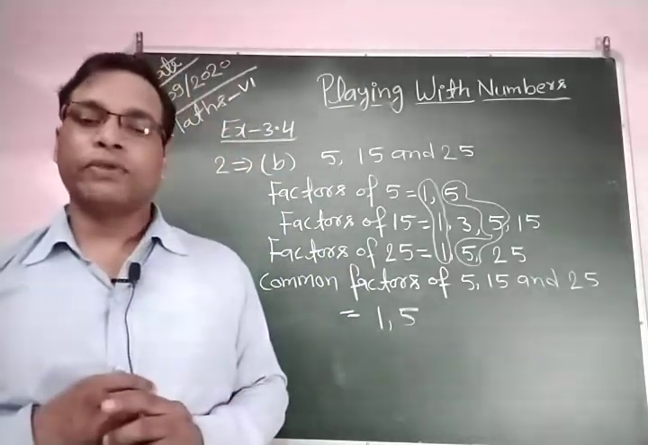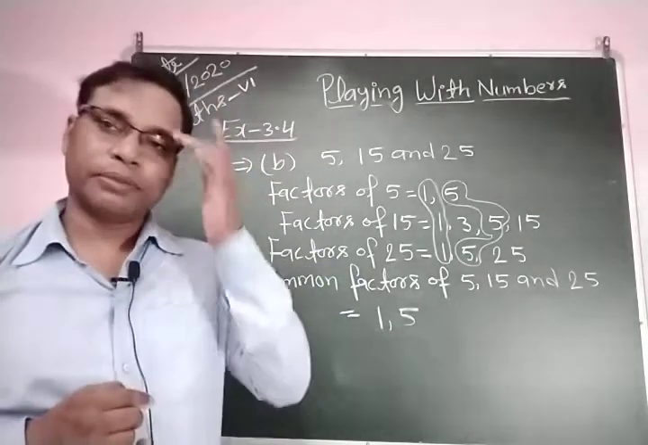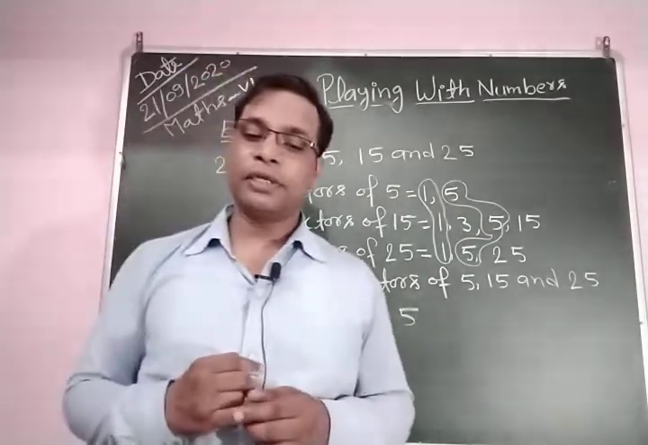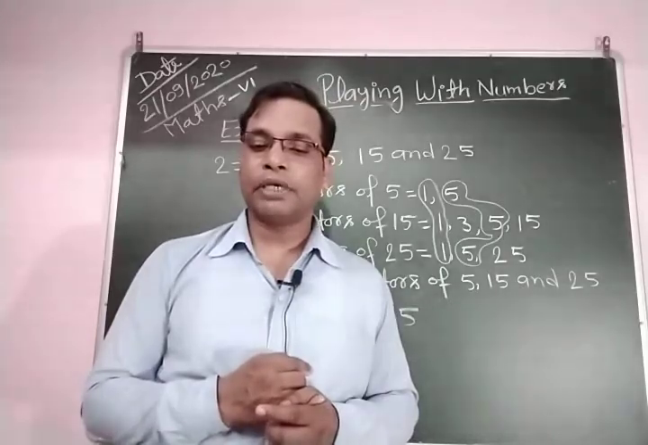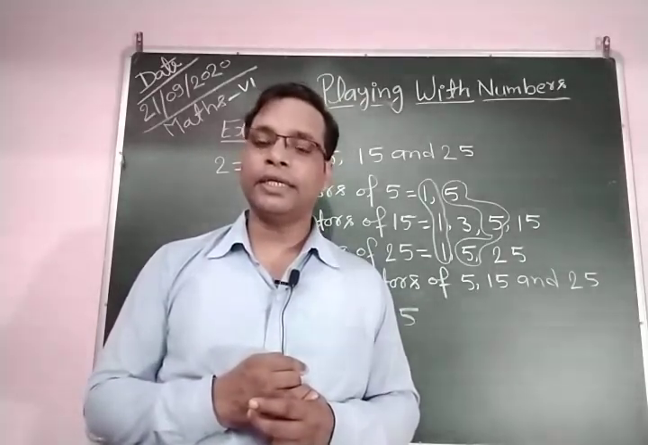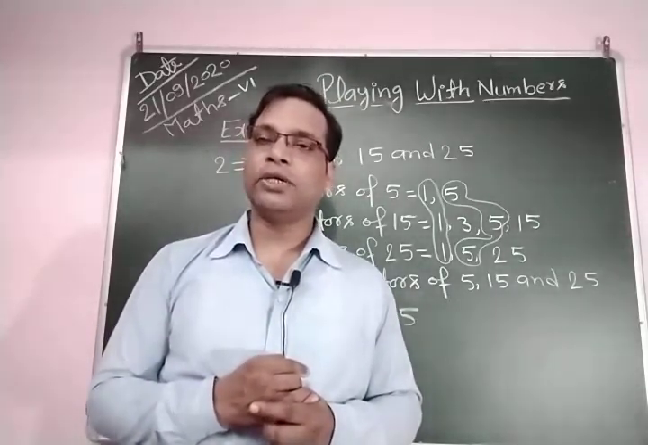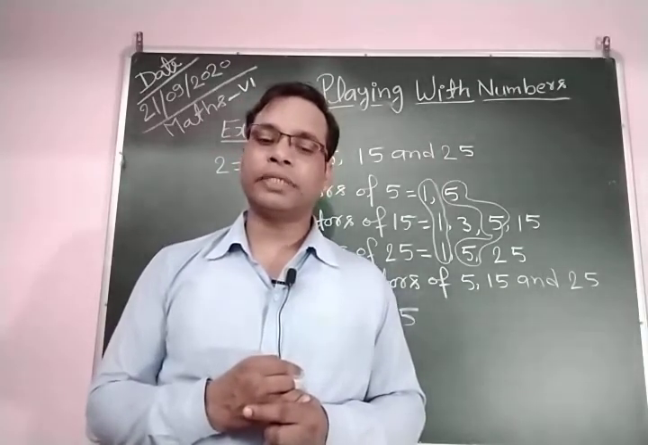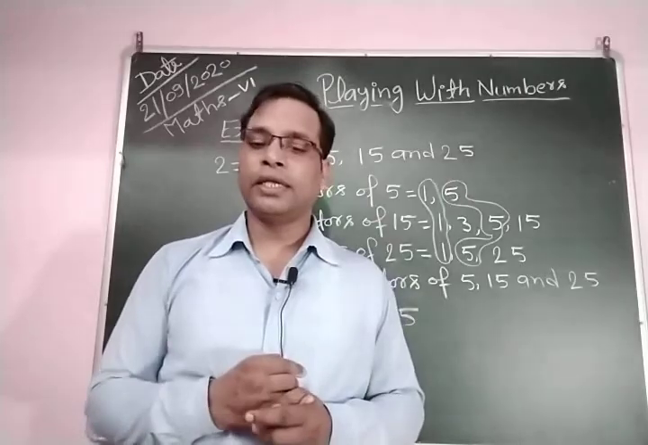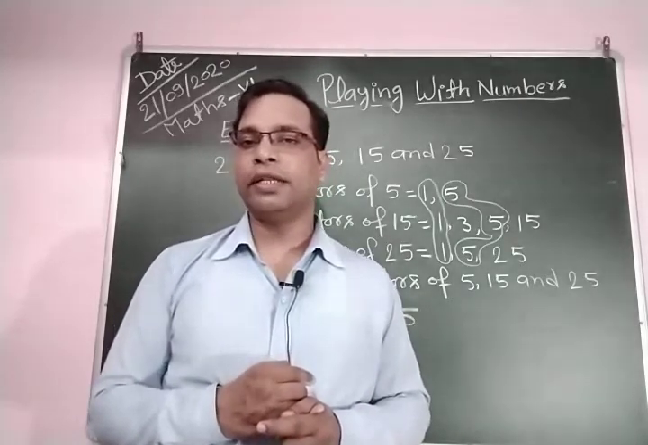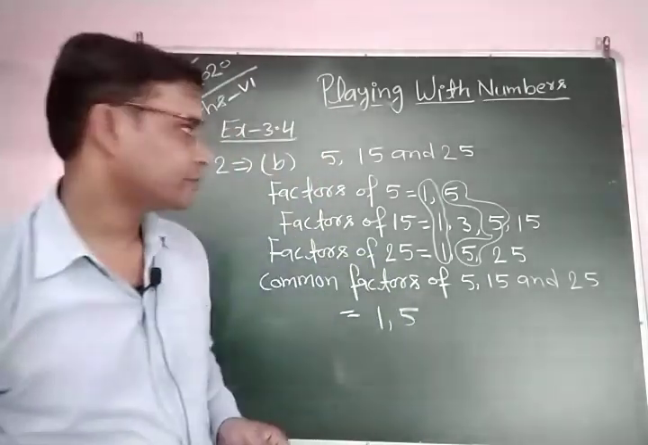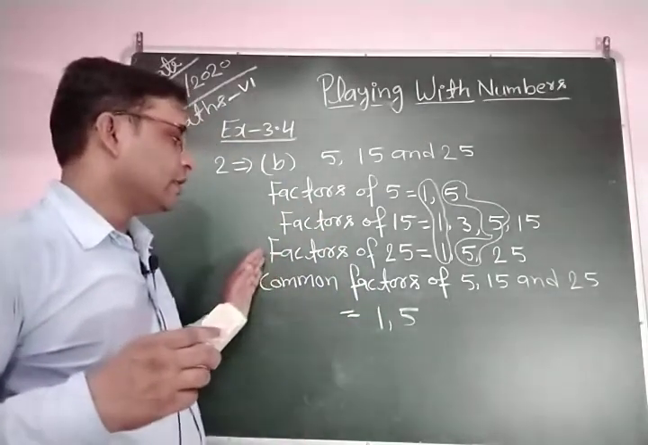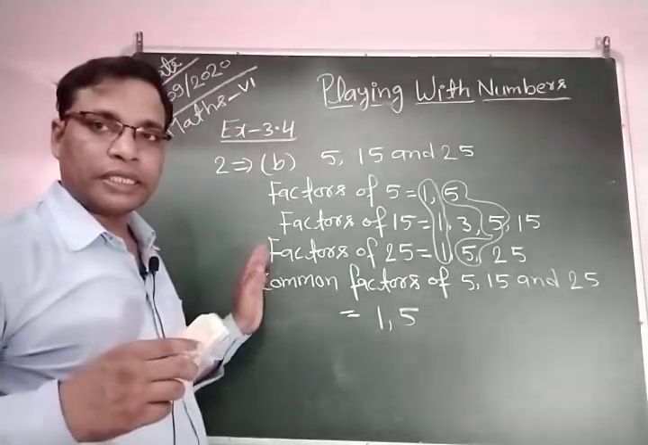Now we are going to discuss the next question, question number 3. In this question, we need to find the first 3 common multiples of 6 and 8, and of 12 and 18. So let's see what the first 3 common multiples of 6 and 8, and 12 and 18 are.